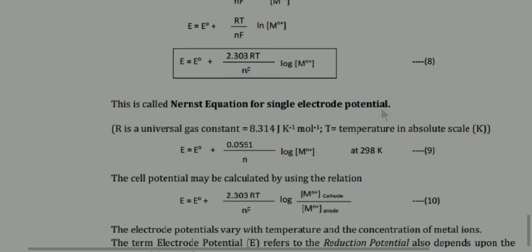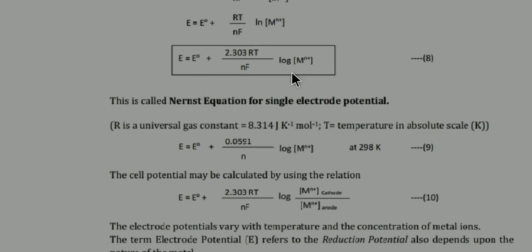After this you can have some more simplification, where you just substitute all the constant values. This equation is also called the Nernst equation for a single electrode potential. But you can simplify further. As you know, R is the gas constant, which has a value of 8.314 joule per Kelvin per mole, and the temperature you are maintaining, room temperature, the absolute temperature in Kelvin, is 298 K. And F is the Faraday constant, 96,500 coulomb per mole.